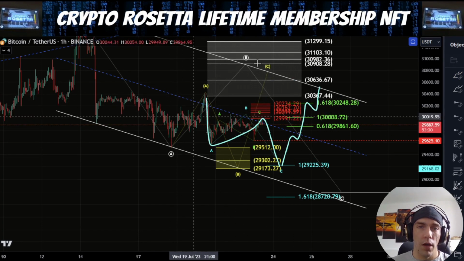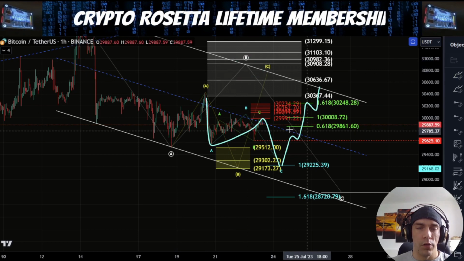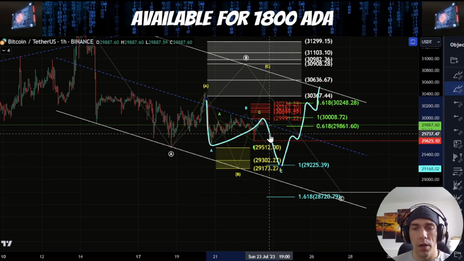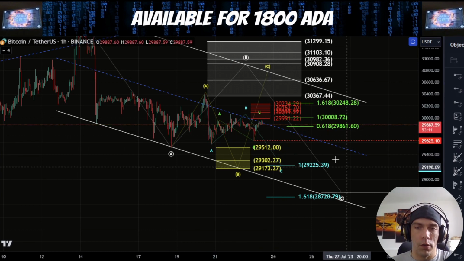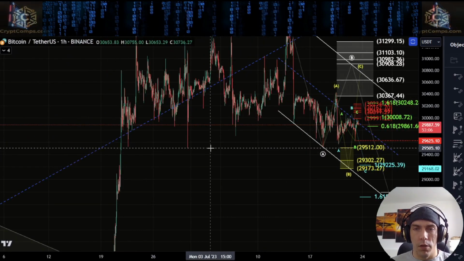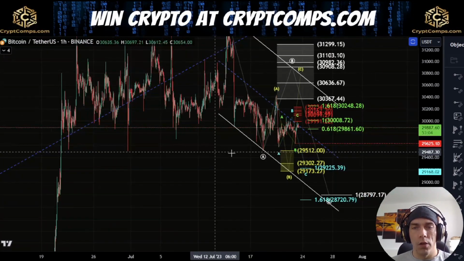If we do look to push up here, we could be looking at something like this, where we're still looking for that possibility of a C wave to the upside after a short-term push to the downside. Now, if we do see something like this, obviously this would then look to come back down here and sweep these lows once again. So I'm going to be keeping an eye on this.